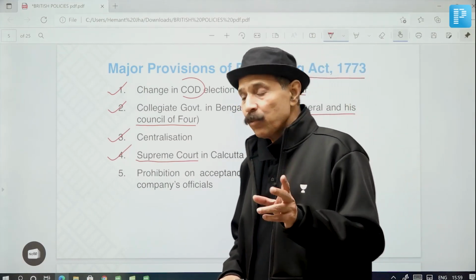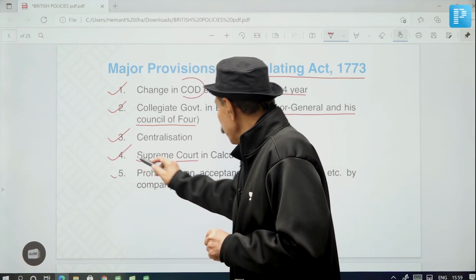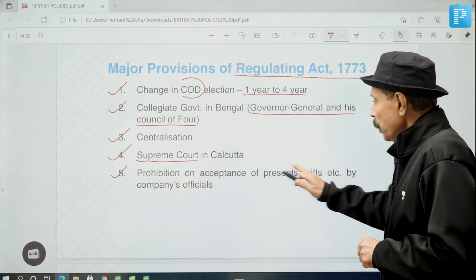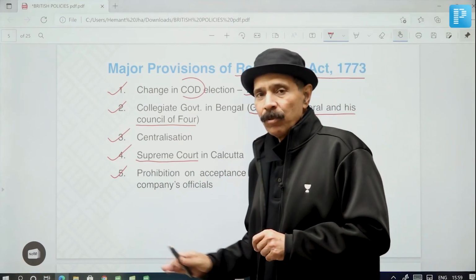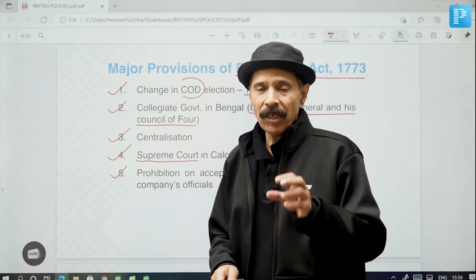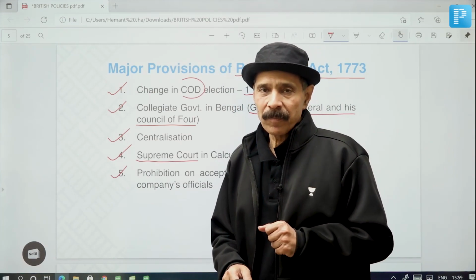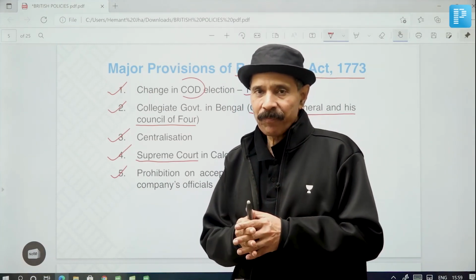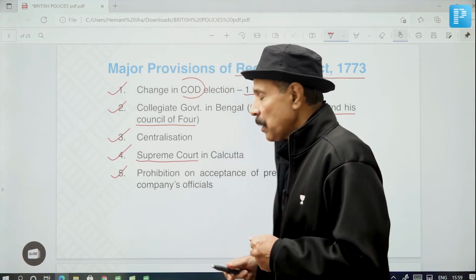And next one is prohibition on acceptance of presents, gifts, etc. by company's officials. So this provision was meant for putting a check on corrupt practices. So this is all about the Regulating Act. Now I'm moving on to the next act.